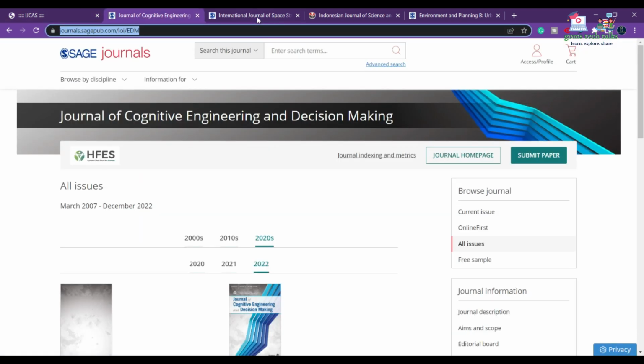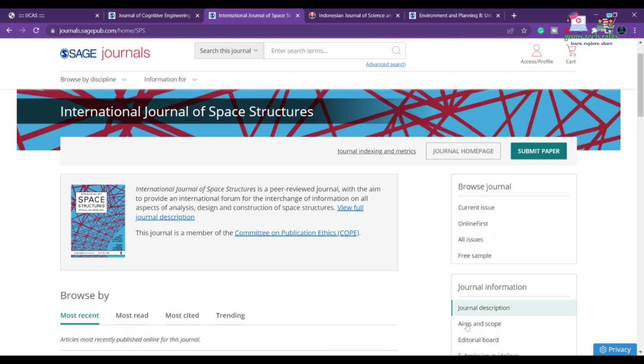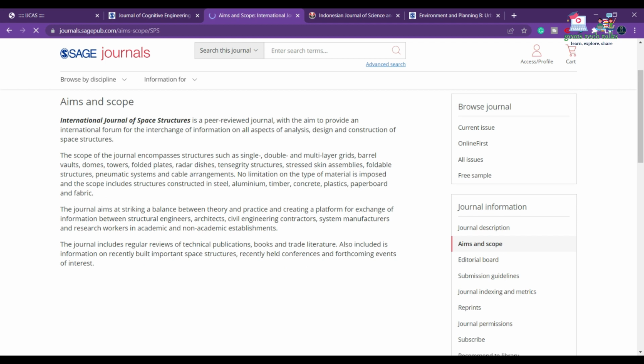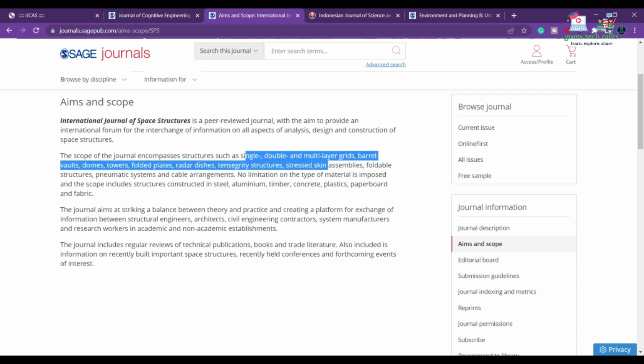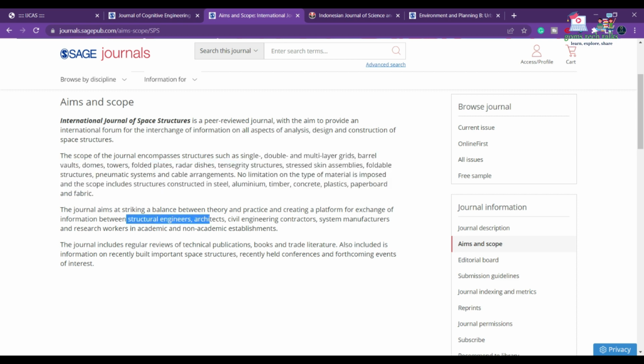Okay, so the next journal we are going to discuss is the International Journal of Space Structures. Just click on the aim and scope to know more about this particular journal. It encompasses structures such as single, double, multi-layer, grid, barrel, walls, etc. You can see everything here. They are concentrating on structural engineers, architects, civil engineering, contractors, system manufacturers, and research. So this is a journal completely related to architecture and civil engineering.